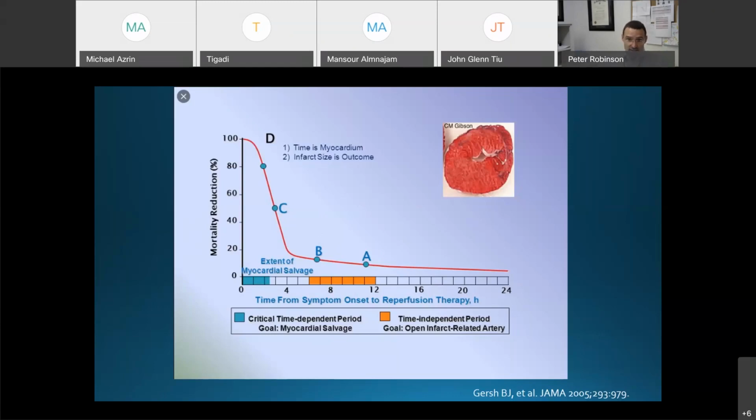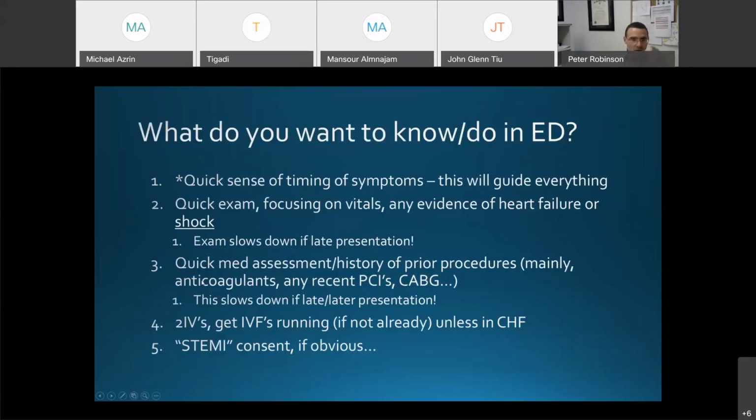That doesn't mean you shouldn't take them urgently, but you need to start stopping and thinking about what else is going on and how best to help this person, okay? So this is why time is important. And I know sometimes folks get frustrated when we're operating on this curve down here and I'm taking more time than usual to try and figure out what's going on and figure out the timing of things, but there's a reason for it. So what do you want to know or do in the ED?